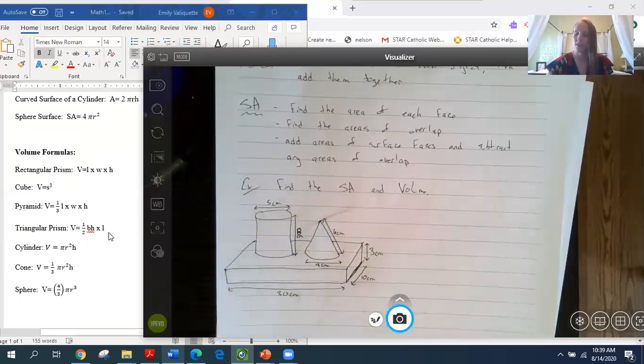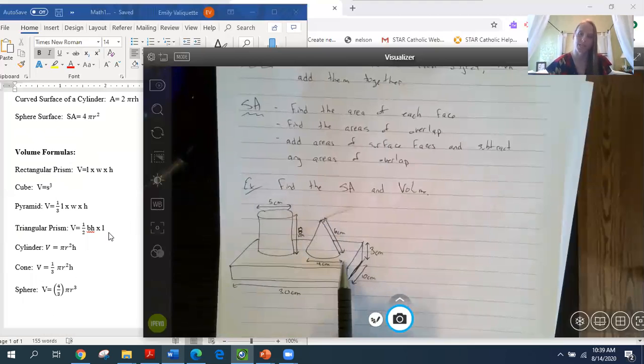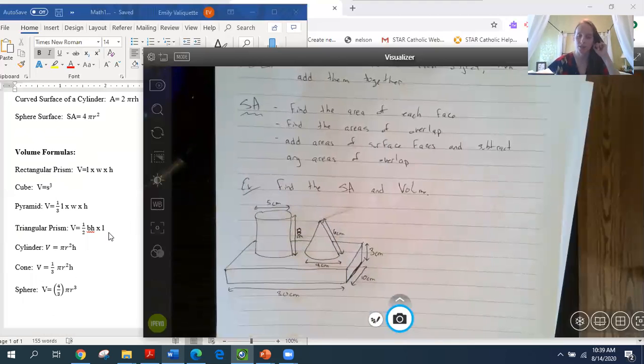So I could have like a hemisphere up here. I could have a pyramid, which we did in the first lesson. I could have a triangular prism, which is where you have a long triangular shape. But yeah, I'm going to start by going through how to solve for the volume because that's the easiest part of this.